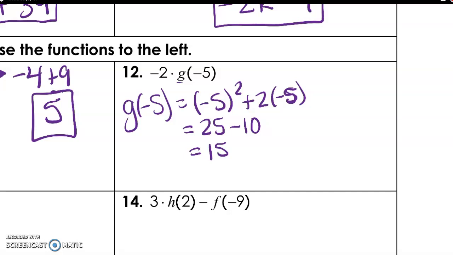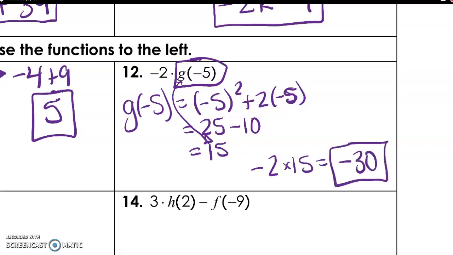Now again, that's not our final answer. That just takes the place of that. So we still need to do negative 2 times 15 to get negative 30 for our answer. So don't forget, if you do it this way, to go back and multiply or add or whatever it is that you need to do.